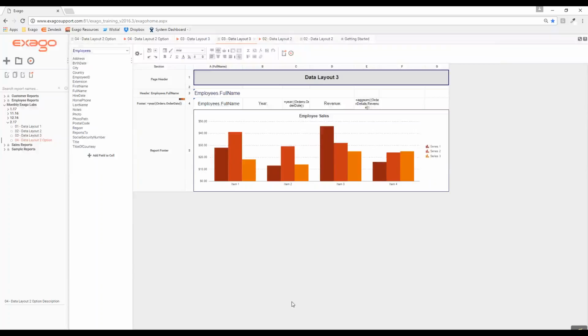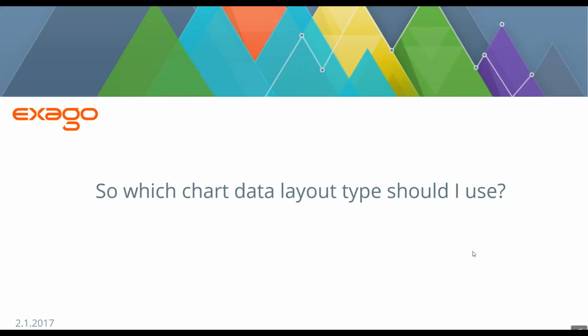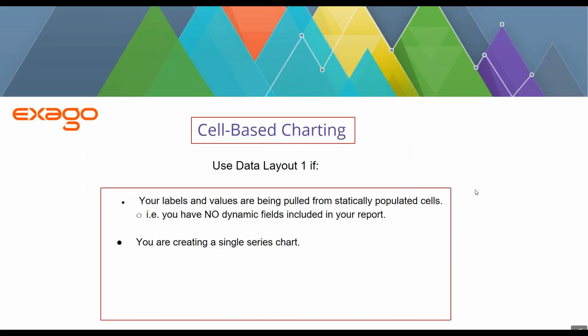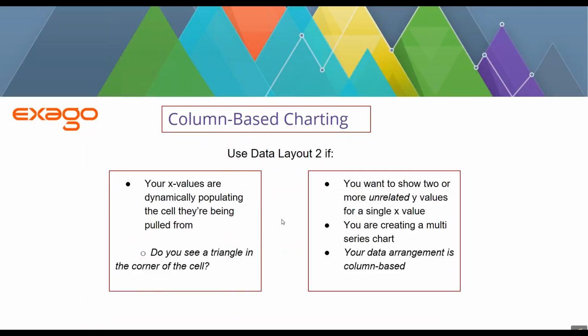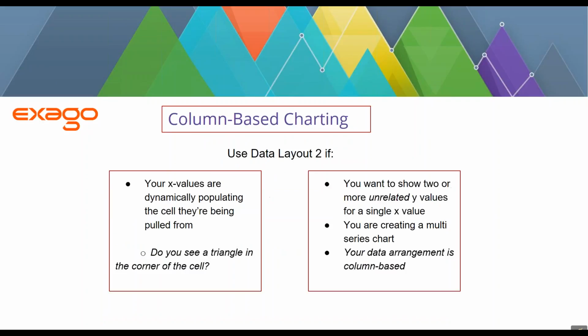All right. So what I've done is created a very quick PowerPoint that really just asks which chart data layout type should I use. So it gives you guidelines to be able to select a chart data layout type based on your setup. So you're going to use cell-based charting if your labels and values are being pulled from statically populated cells, which means that you have no dynamic fields included in your report. Now this doesn't mean that in your whole report you don't, it's the fields you're looking to chart on. And if you're creating a single series chart, it's very likely that you're going to be using data layout 1.